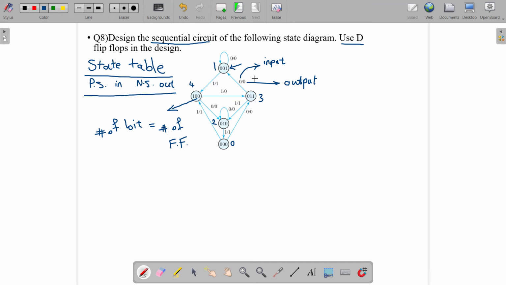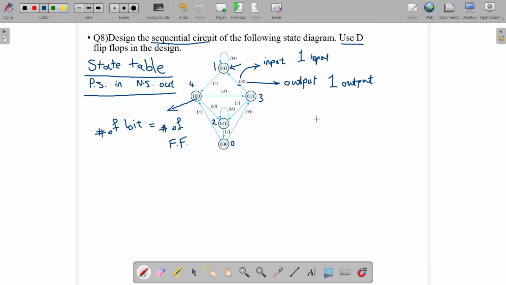Okay, so it means that by looking at this state diagram, we could find the present state, next state, input and output. Now if we look at the state diagram, we can say that we have just one input, because here 1 bit is used, and we have one output. So according to this information I will draw the state table.